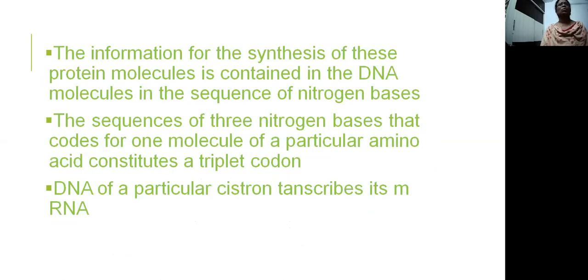Also in these chromosomes, the information for the synthesis of these protein molecules is contained in the DNA molecule as a nitrogen-based sequence. These nitrogen-based sequences are converted into mRNA-like structure, which has the complementary nitrogen bases. These three nitrogen bases can be called a triplet code. So, depending upon the triplet code, the specific amino acid is carried on to the mRNA, which translates the triplet code into amino acid.